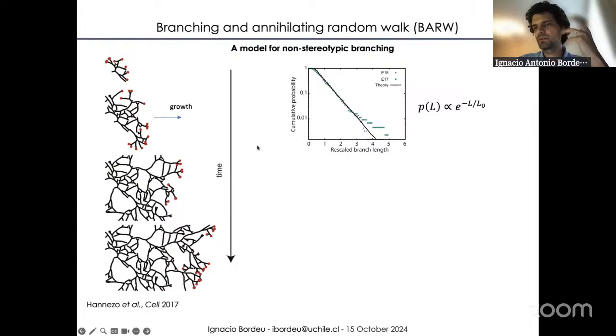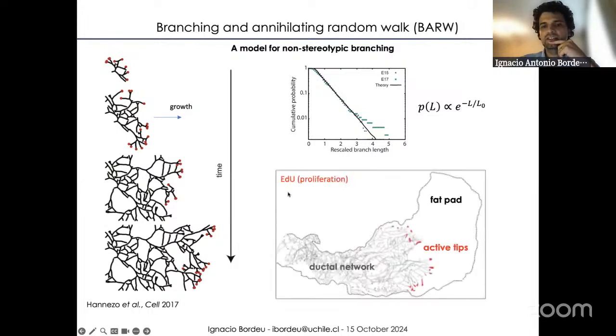Of course, because of the way the model is constructed, you immediately see an exponential decay of duct length, because that's by construction. So we're assuming a Poisson process of duct bifurcations. But one thing they did was to actually measure this proliferation in the actual tissue. And they did this by EdU, which is a proliferation marker that is incorporated into the cells during cell cycle. And you can see immediately in this ductal network that hasn't developed fully, is still in development, that all actively proliferating tips are those at the periphery.